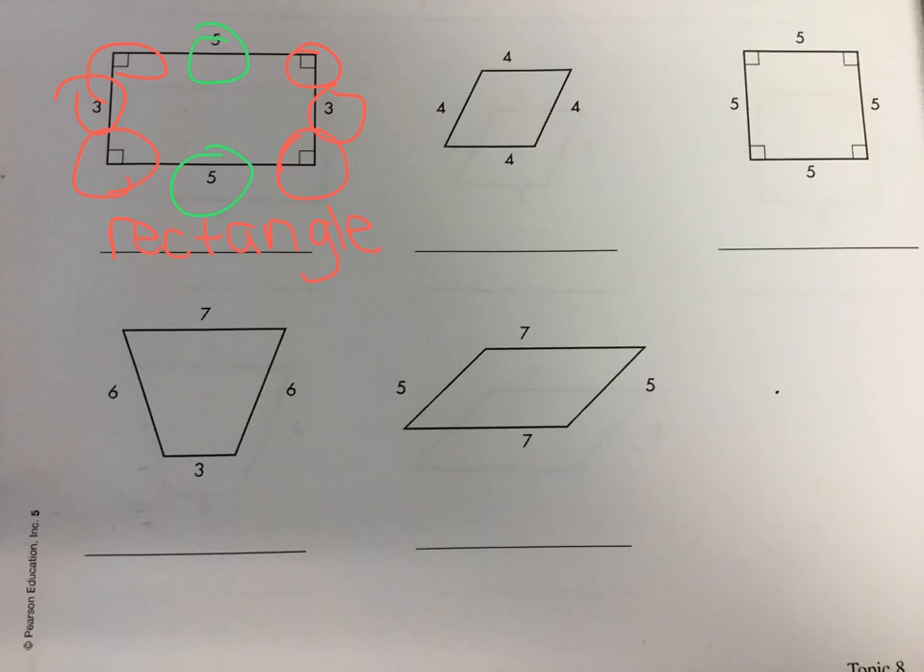Can it be a square? Nope, because all the sides are not the same. Could it be a rhombus? Nope, because all the sides are not the same. Could it be a parallelogram? Ding, ding, ding. We have a winner. This could be a parallelogram. Parallelogram. Yep, that's a tough one to spell. Gotta sound it out.